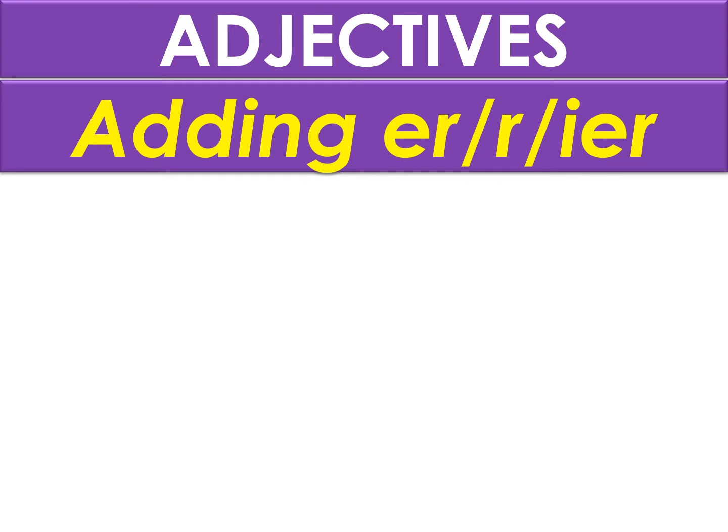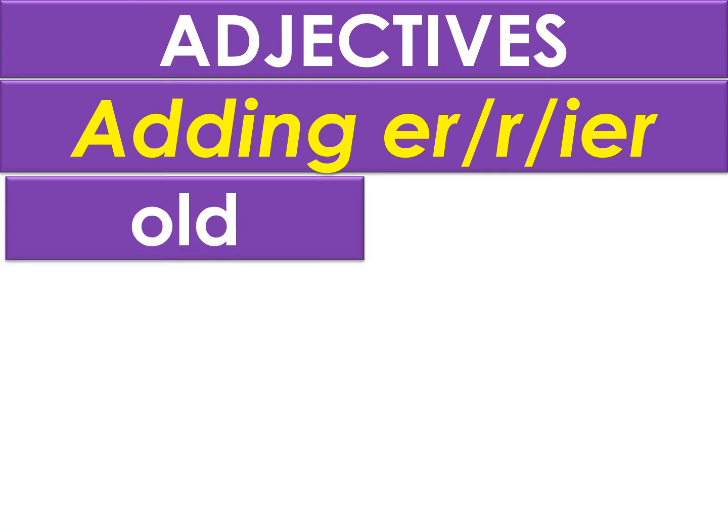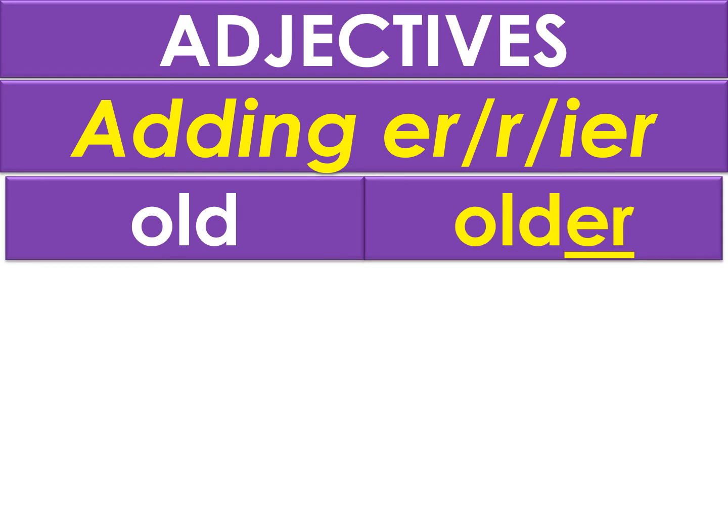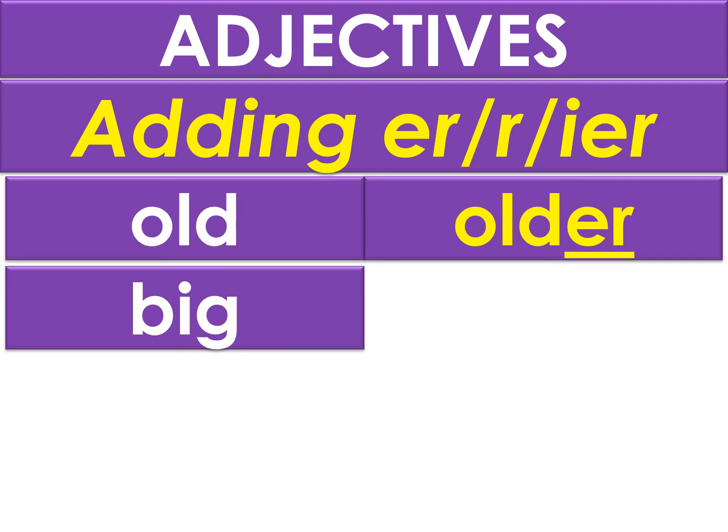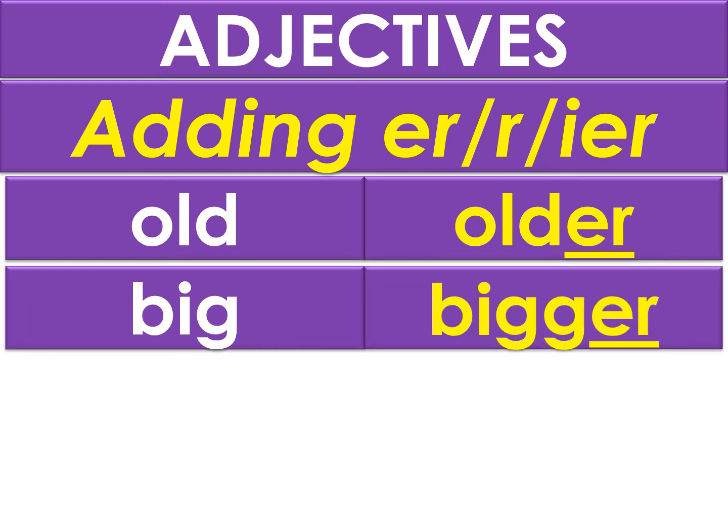So remember, when we have adjectives like old and we want to compare two things, we have to add ER, R, or IER. Old, we just add ER. So old becomes older than. Like Teacher Donald is older than you. Big, it's a little bit tricky because we have to double the G and then we can add ER. So we can say bigger. An elephant is bigger than a cow.